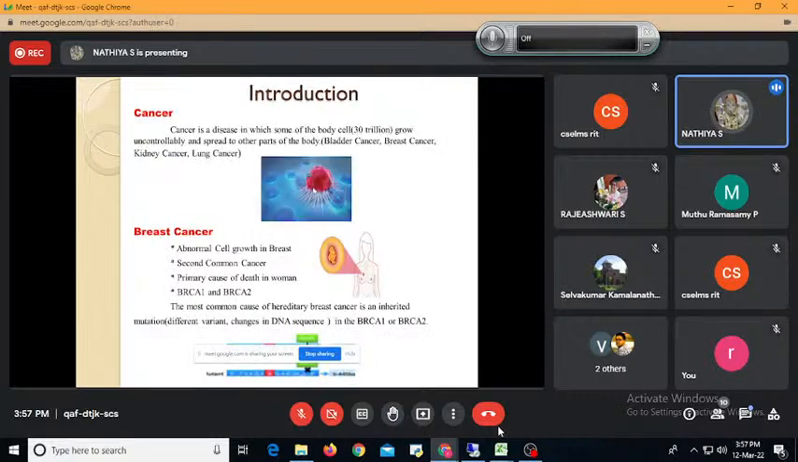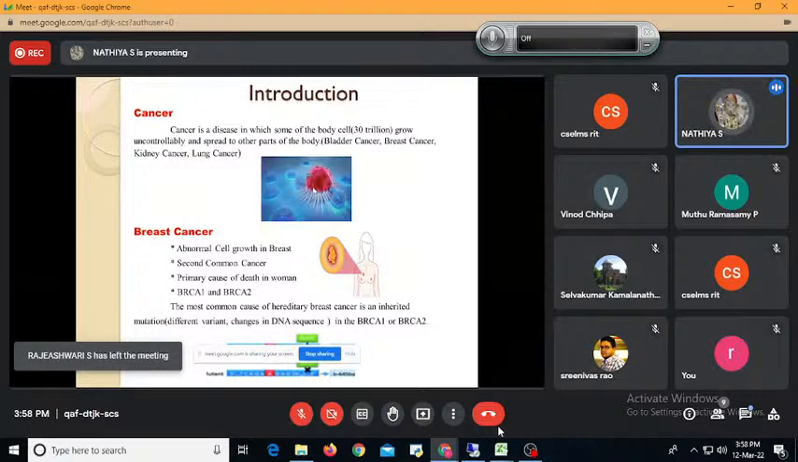So in the introduction part, this is a very general topic: breast cancer prediction. First, I'm just going to introduce what is meant by cancer. Cancer is an abnormal growth of cells in our body. In the breast also we have many cells. If any of the cells grow abnormally, then it becomes breast cancer.